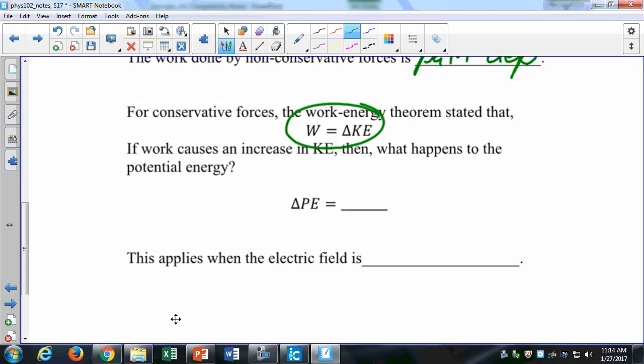And so if work causes an increase in kinetic energy, then what happens to the potential energy of an object? It's going to decrease, right? So if work causes an increase in the kinetic energy, then we can write the potential energy as negative of the work. That's just if, say, our kinetic energy goes up, then our potential energy goes down, conservation of energy. This applies when the electric field, by the way, is constant. It'll always be constant as far as we're concerned.